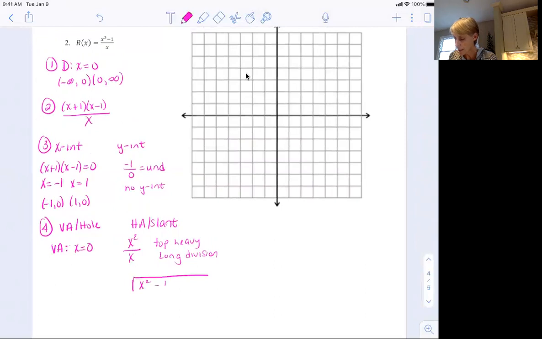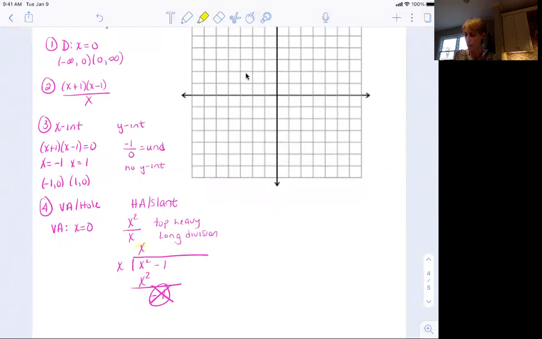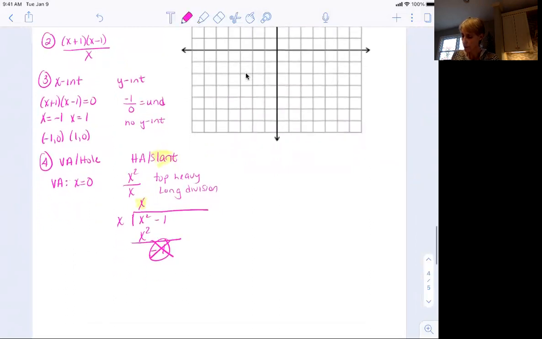X squared minus 1 divided by x. X goes into x squared, x times. x squared. Bring down the 1. X goes into -1, does not. So remember, we stop here, and we take whatever's on the numerator. And that's our slant asymptote. So my slanted asymptote is the line y equals x.